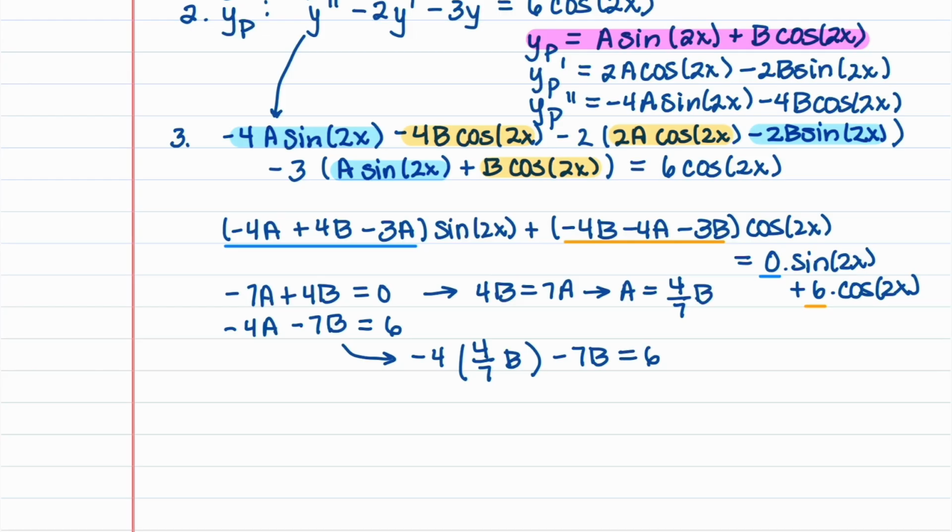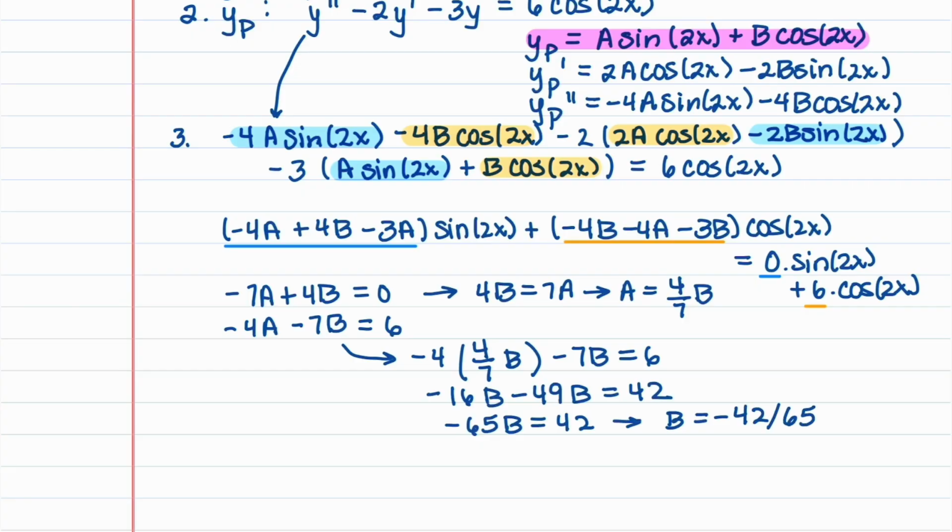So we have minus 4 times 4 over 7 times b minus 7b is equal to 6. I'm going to multiply everything by 7. So we have minus 16b minus 49b is equal to 42. This gives us minus 65b is equal to 42. So b is equal to minus 42 over 65. That is not very nice, and we actually can't reduce that.